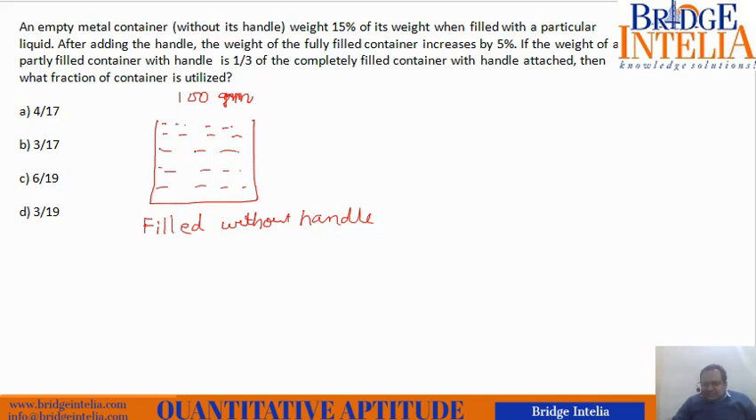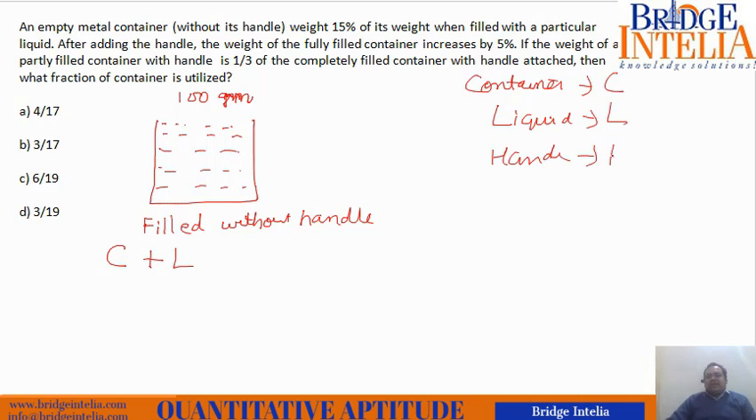So this is filled, that means weight of container plus weight of liquid. So container C, liquid L, handle H. So basically weight of container plus liquid we can assume to be 100 grams.